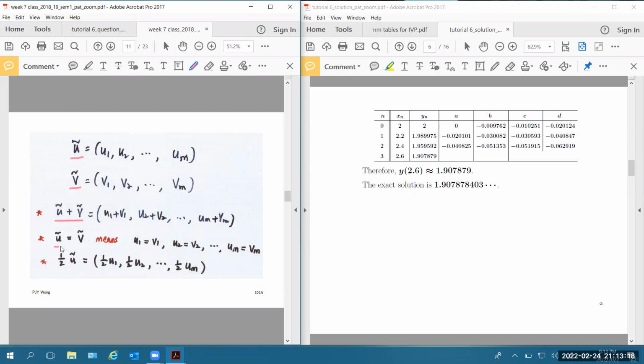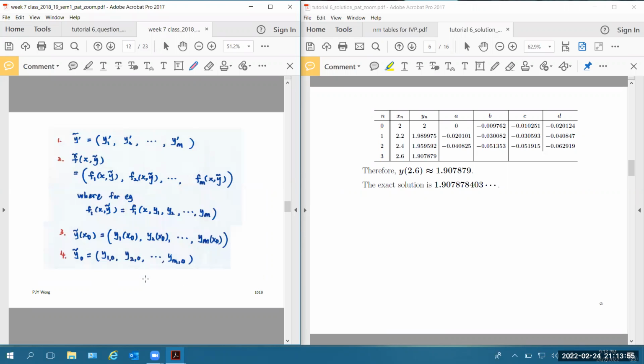And then how do you equate? If you say U tilde equal to V tilde, what you mean is that first component equal first component, second equal to second, and last one equal to the last one. So it's also very intuitive. And if you take a constant times U tilde, you just multiply every component by that constant. All this is very intuitive, and it's from our lecture notes.